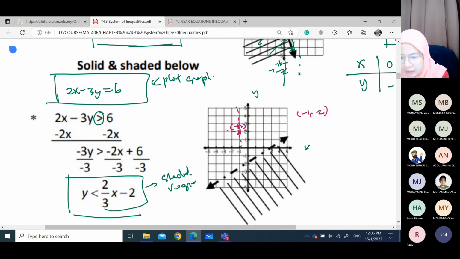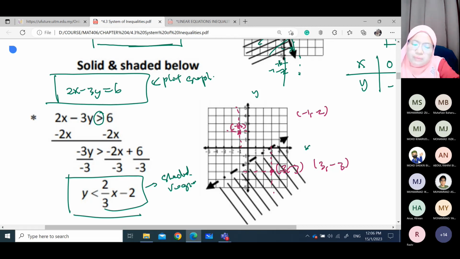So solution dia adalah 3, negative 3. So kita tengok point 3, negative 3. X is 3, Y is negative 3 kat sini. Okay, so the point 3, negative 3 is the solution, because the point 3, negative 3 lies in the region. Tu maksud dia. So apa dia katakan solution? Solution dia berada pada region tersebut.